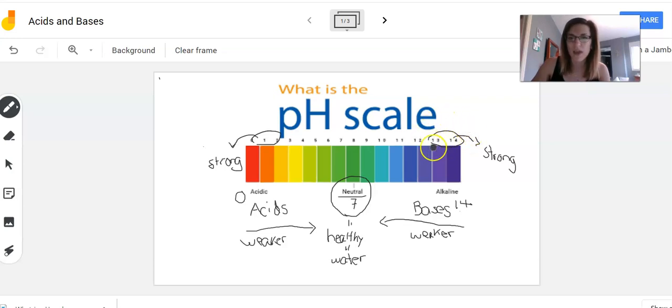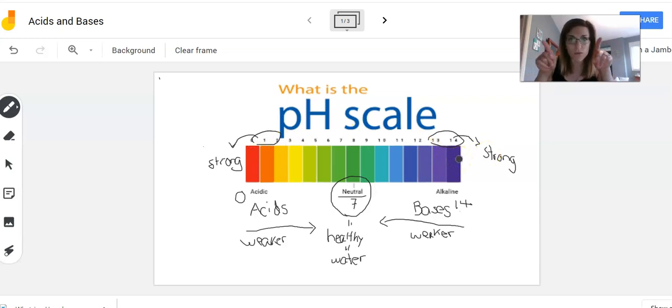Typical bases that we have with a really high pH are things like chemical cleaners. So things like drain cleaner and ammonias. So really strong cleaners that would break down chemicals or substances around your house, right? So again, strong on either ends of the scale.